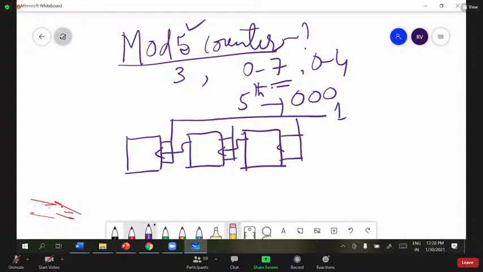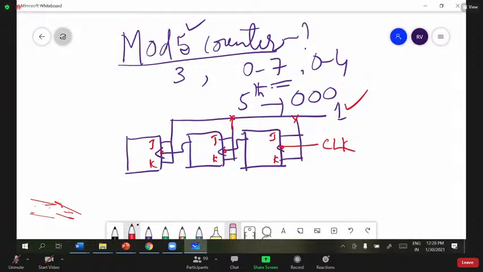So first, connect all JK inputs to logic high. This is JK. Otherwise, if you forget, you won't get marks for that. This is the clock signal. Suppose you consider edge triggering, just consider that.